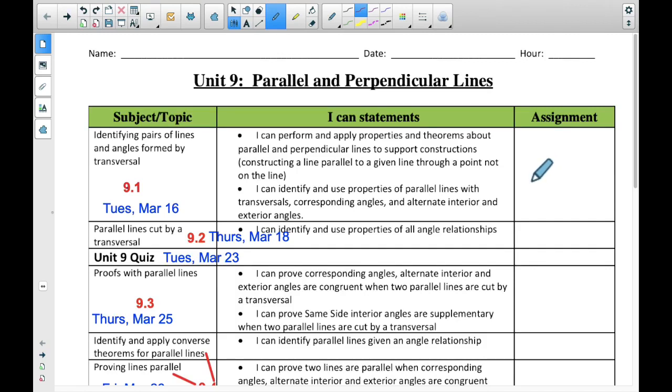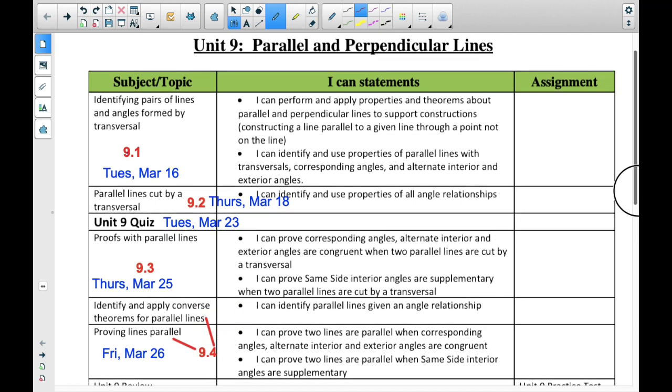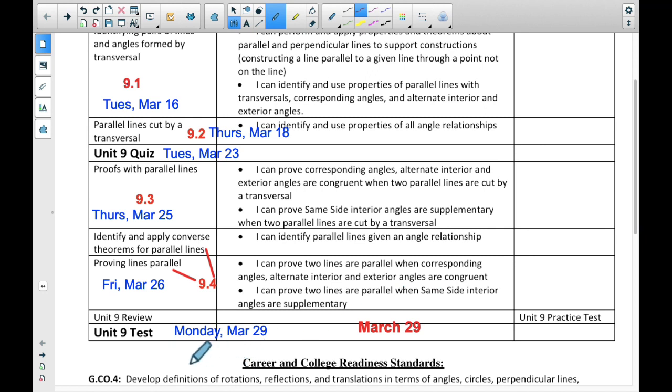Hi everybody, this video is going to start Unit 9, and here's a quick look at where we're going in Unit 9. This week we are doing 9.1 and 9.2, and then next week we'll have a quiz on those and then finish up with 9.3, and then 9.4 is putting these two together. That'll be on Friday and then the next day, early Monday, would be March 29th.